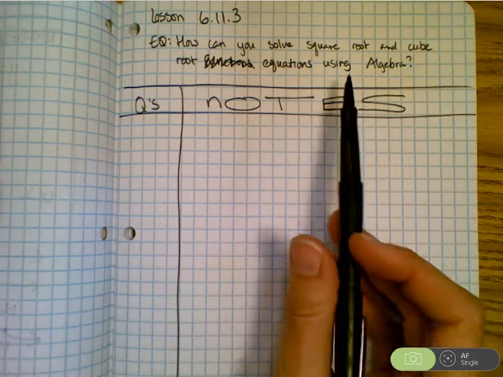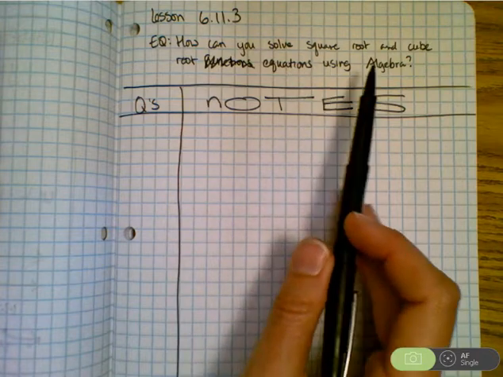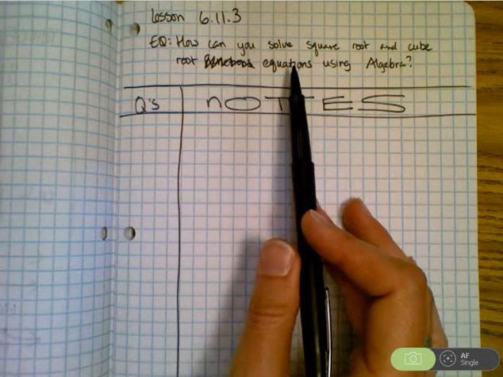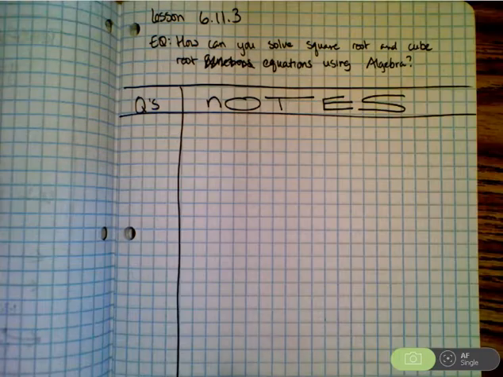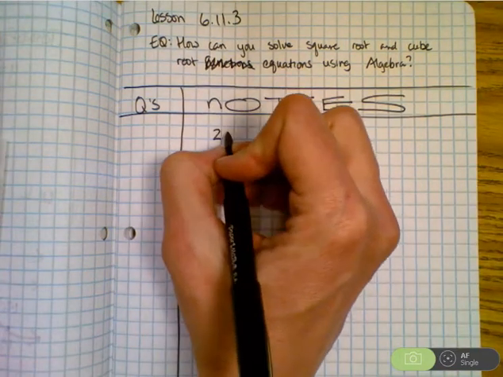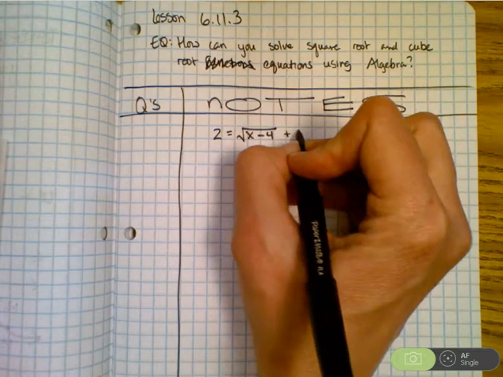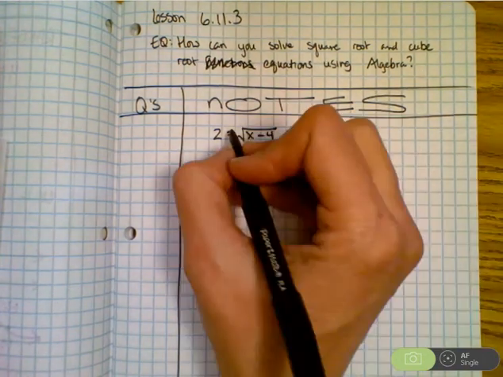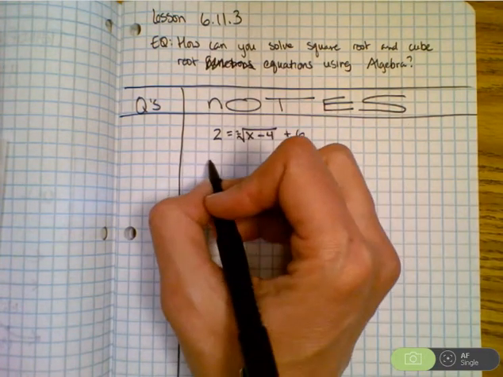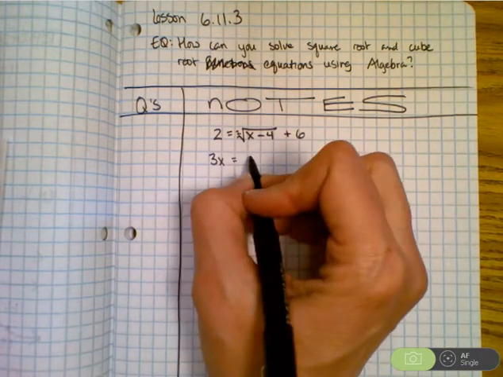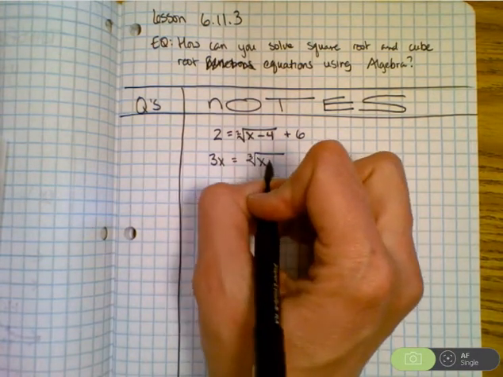So we're looking at solving square root and cube root equations using algebra. And I say equations, these have equal signs in them, so that's what makes them different from what we've been doing before. So for example, this is a square root equation. Remember, there's a little hidden 2 here. This is an example of a cube root equation.